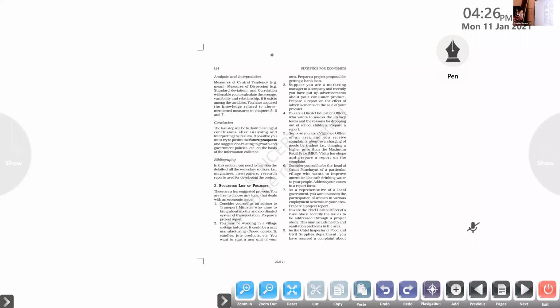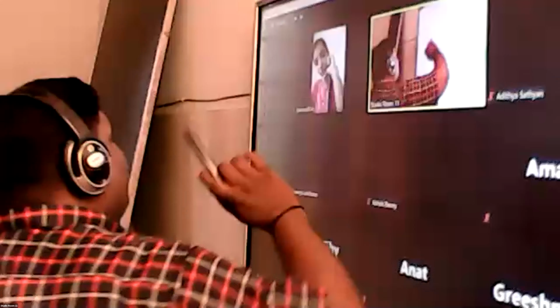Finally, the conclusion. That's what our interpretation really is. So the last step will be to draw a meaningful conclusion after analyzing and interpreting the results. If possible, you must try to predict the future prospects. If you are analyzing the data properly, you can predict that in future our company will gain this much. Clear? Or we will take policies and programs to beat the rival company. Clear?